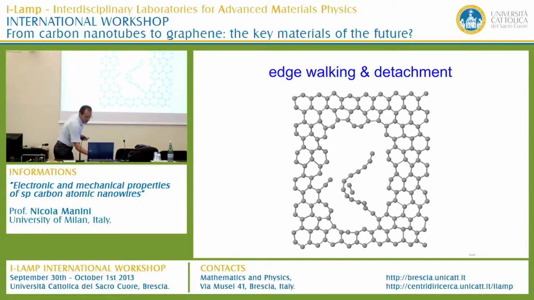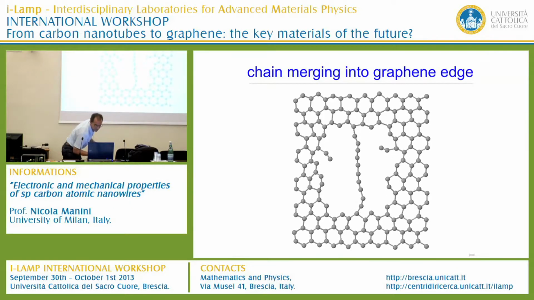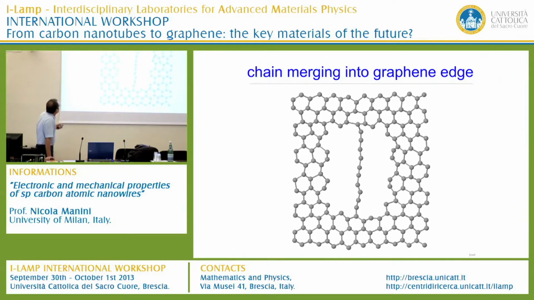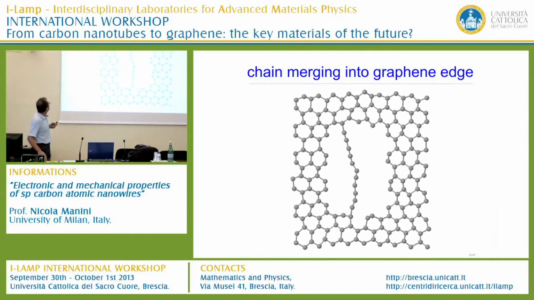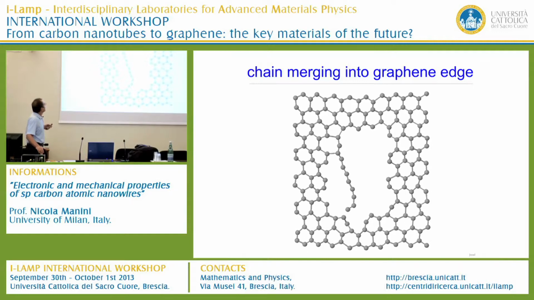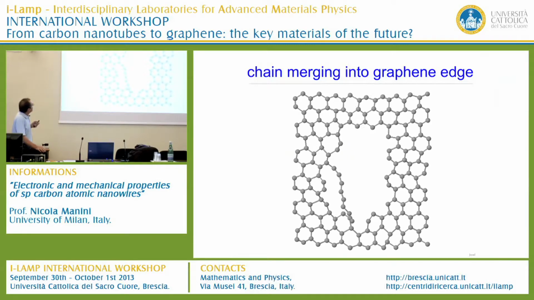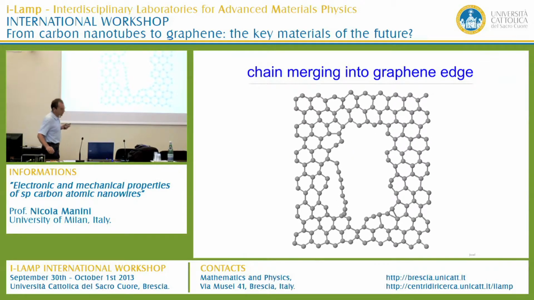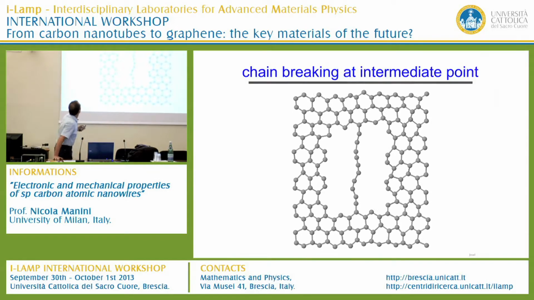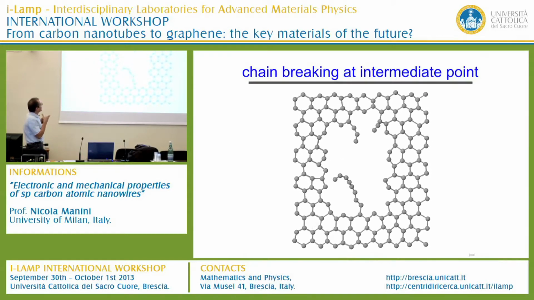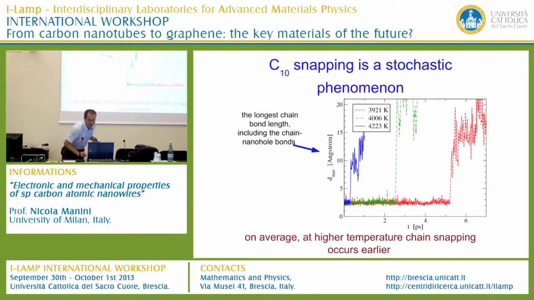Or we can also see, okay, again, it's somehow freezing. Or it can also happen that in those thermal processes the chain will move and then merge up to the edge and form extra sp3 carbon, like in this situation here. And otherwise, there can also be a situation where the chain breaks at some intermediate point. But notice that all those simulations are carried out at quite high temperatures, like, say, 4,000 K.